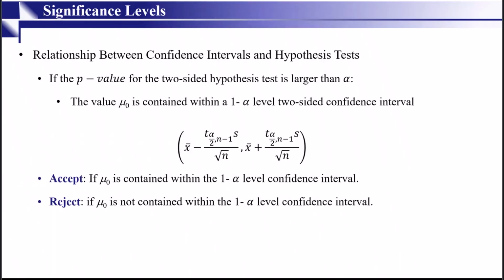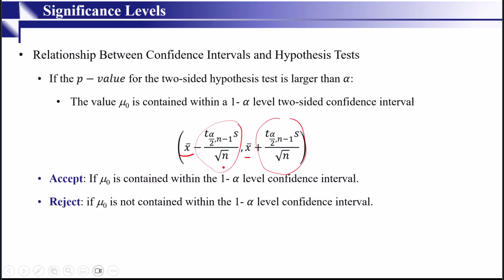So now let's see the relationship between confidence intervals that we learned in the previous lecture and the hypothesis test topic of today's lecture. Remember that we are looking to guess the population mean. We already found the p-value and the size of alpha. Now, if the p-value for the two-sided hypothesis test is larger than alpha, the value mu0 is contained within a 1 minus alpha level two-sided confidence interval. That is x bar minus this value and x bar plus this value, right?